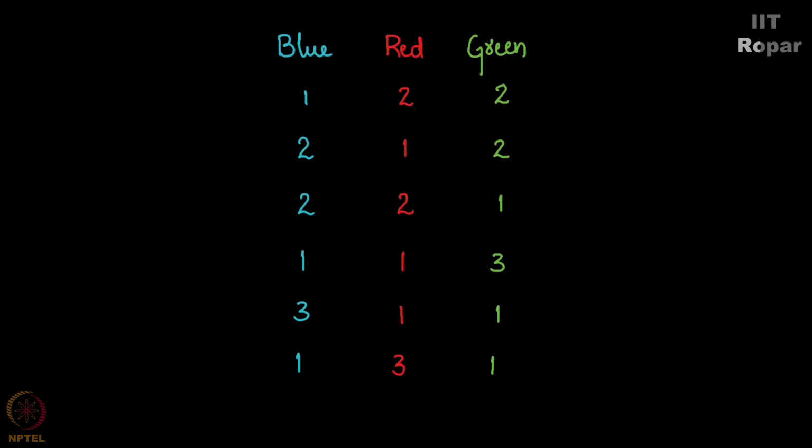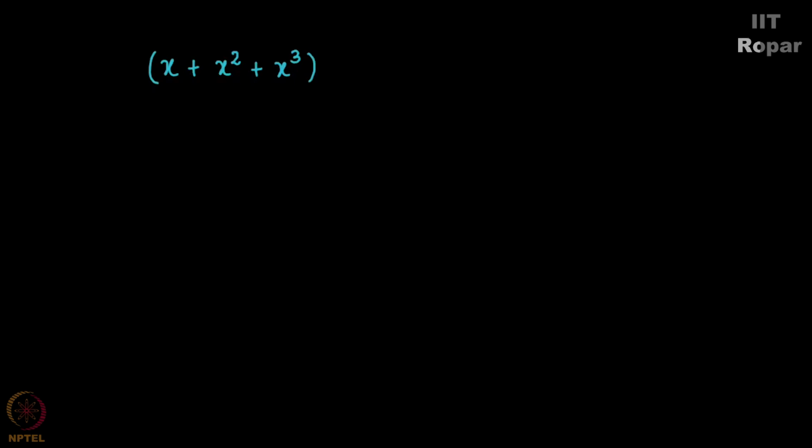So we had also seen a polynomial expression for these possibilities. The professor had mentioned x plus x square plus x cube. This is for blue and the same for red and for green too. Right? Now, let me just expand these polynomials. I'll multiply them and the expansion goes like this.